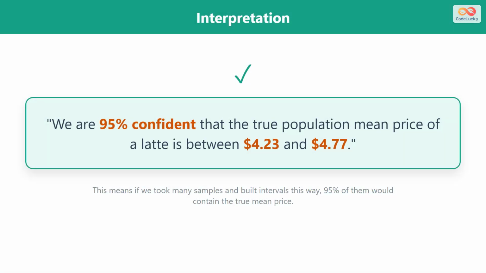How do we interpret this? We state that we are 95% confident that the true population mean price of a latte is between $4.23 and $4.77. This doesn't mean there is a 95% probability for this specific interval, but rather that 95% of such intervals constructed this way would contain the true mean.